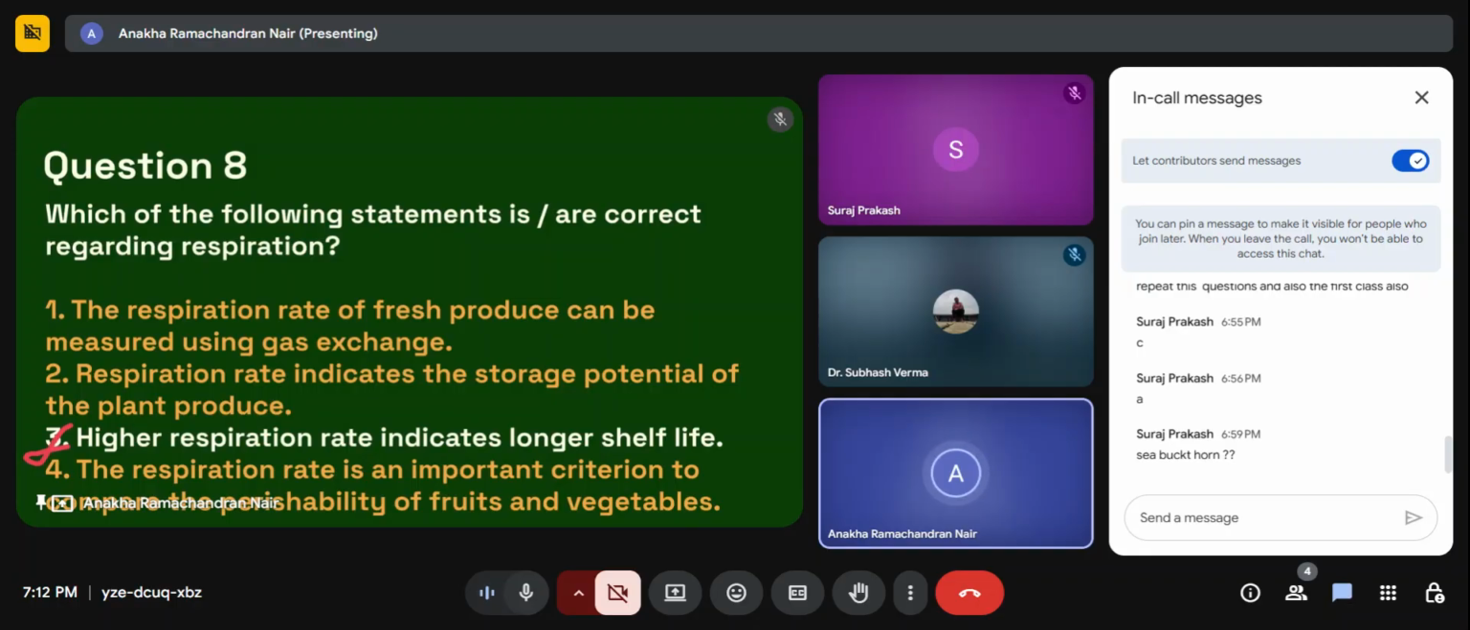So the higher the respiration rate, the shorter the shelf life. So as we'd seen for climacteric fruits, the respiration is higher the more time after harvesting, right? And these fruits spoil easily, right? So the higher the respiration rate, the shorter the shelf life, right? Because we can use respiration rate to indicate how long produce can be stored, it can be used as an important criteria to compare the perishability of fruits, and it can also indicate the storage potential of the plant produce, right? Are there any doubts in this question?